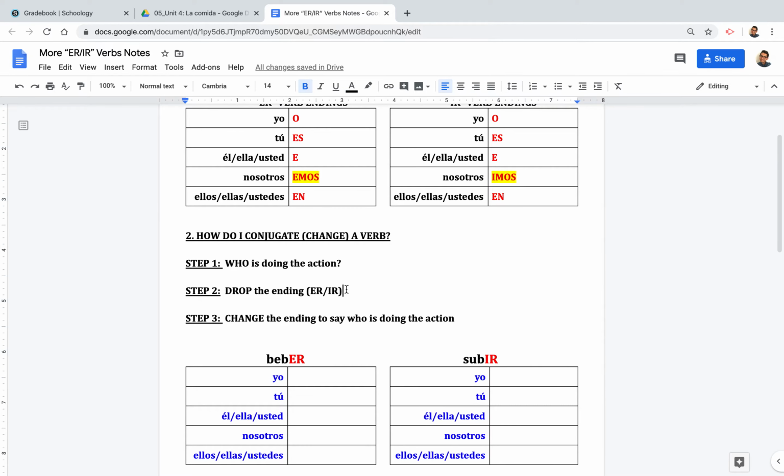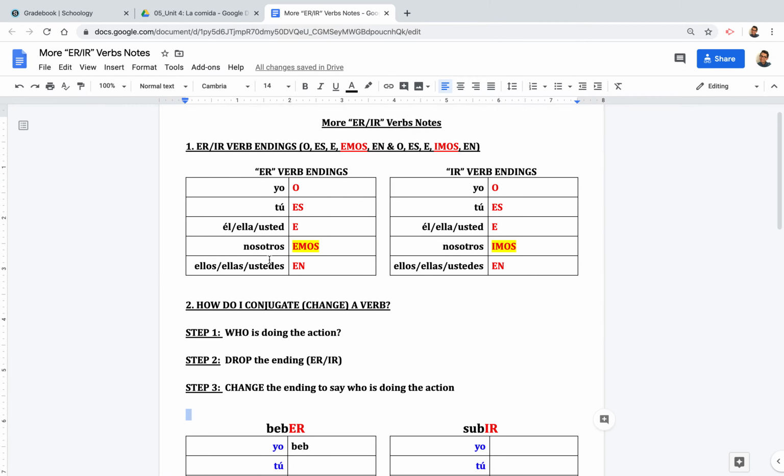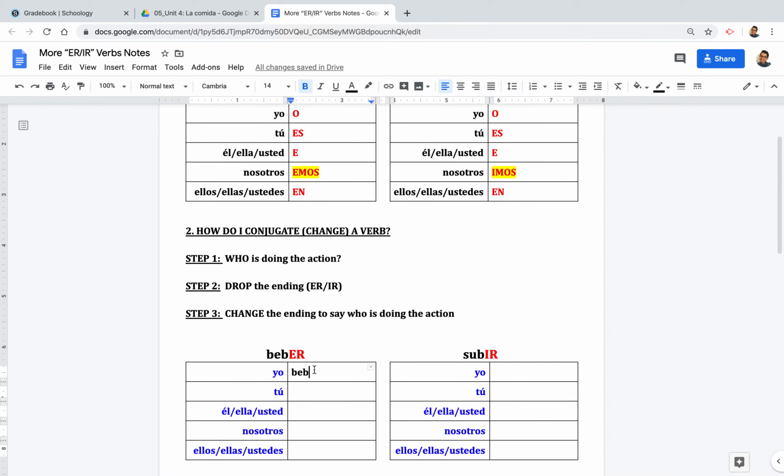Step 2, drop the ending. So I'm going to drop the ER and I'm left with beb. I'm going to write beb. Step 3 says change the ending to say who is doing the action. And once again, I ask myself, who is doing the action? Yo is doing the action. So I'm going to go back into my cheat sheet if I don't remember. And I know that my ending is going to be O for this person. Okay, so it's yo, bebo.